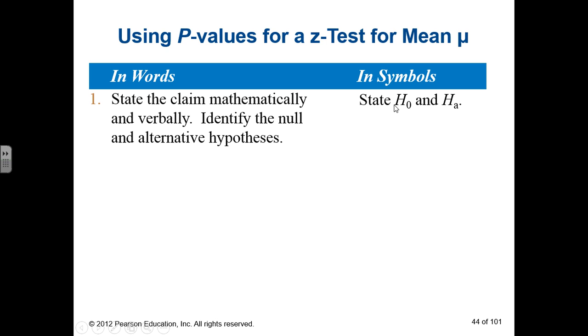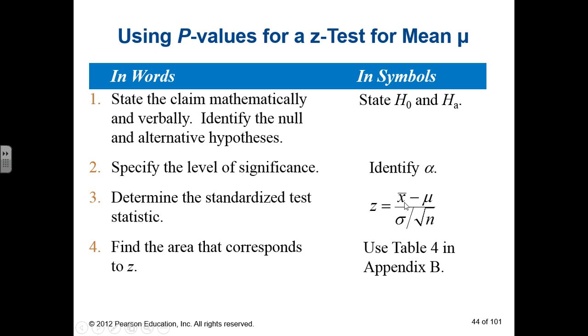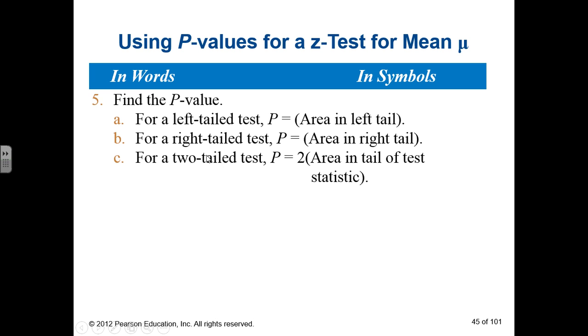So in order to use a p-value approach to do a z-test, the first thing we need to do is state the null hypothesis and the alternative hypothesis. We specify the level of significance and identify alpha. Then we calculate the test statistic. We use our standard normal table to find the area that corresponds. That's known as our p-value. And remember, for a left tail test, p is in the left tail. For a right tail test, p is in the right tail. And for a two-tail test, p is twice the area in either one of the tails.